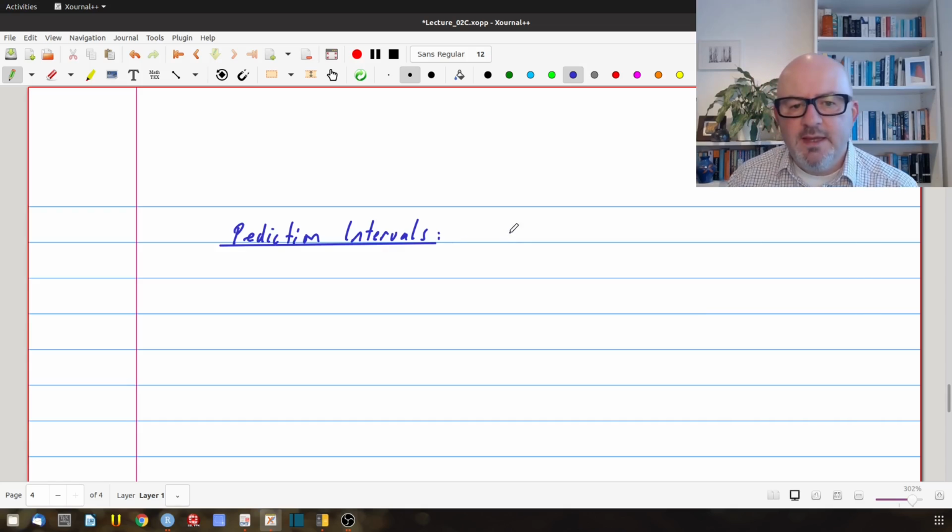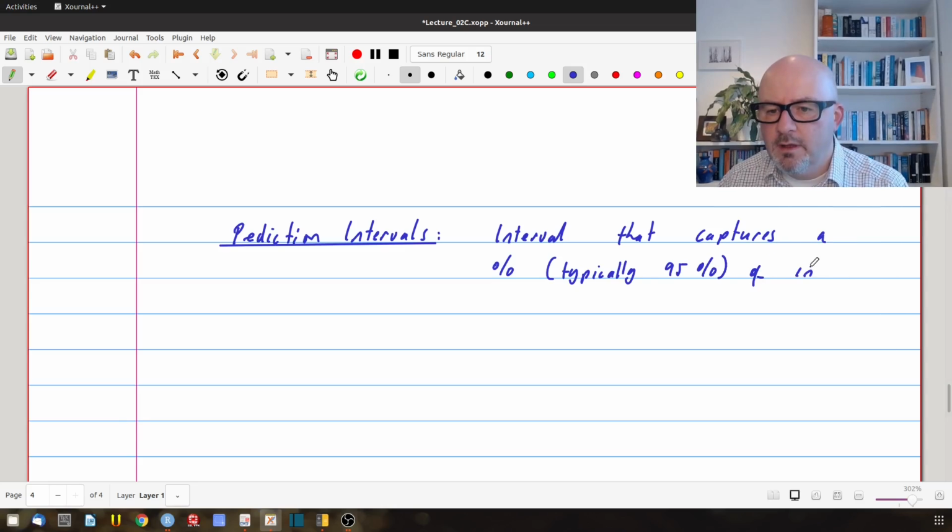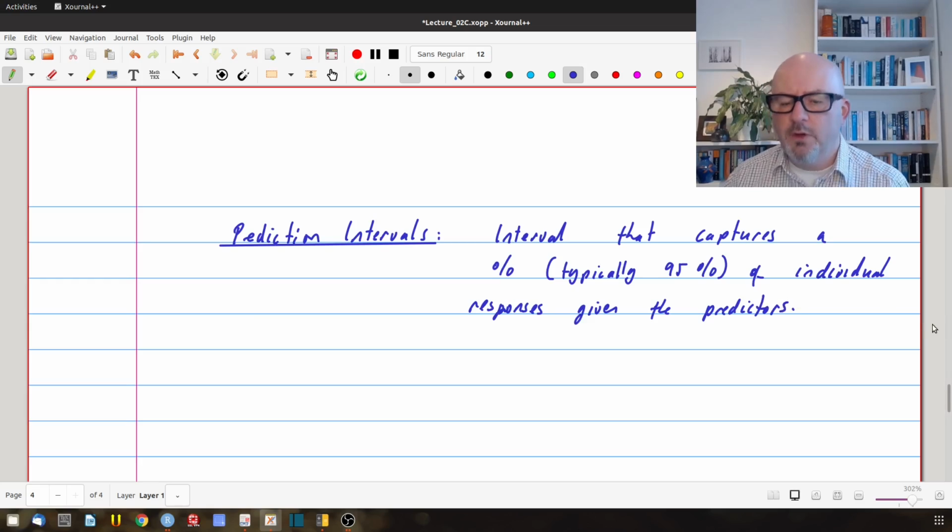So prediction intervals. This is an interval that captures a percentage, typically 95%, but it can vary, of individual responses given the predictors. Okay, so what we're saying is, for example, if we give a dose of 40, give me a range of values where I would expect to find, let's say, 95% of all responses from individuals. Not their mean response, but all responses from all individuals. And that's called a prediction interval. So it's at the individual level.